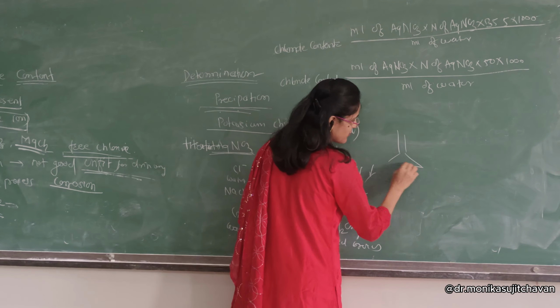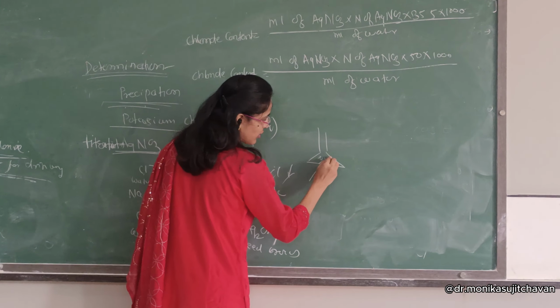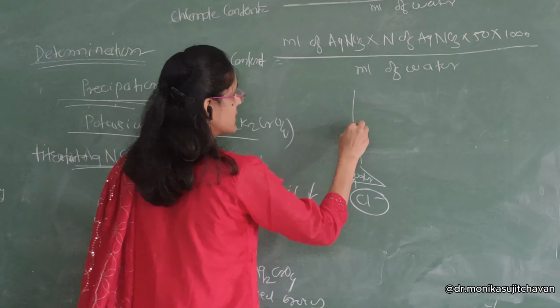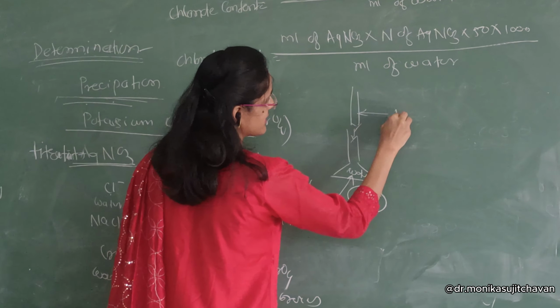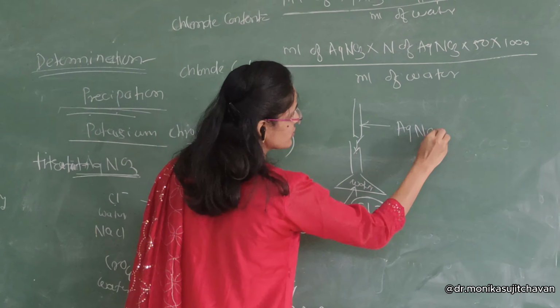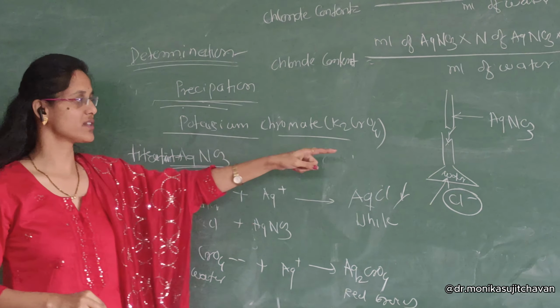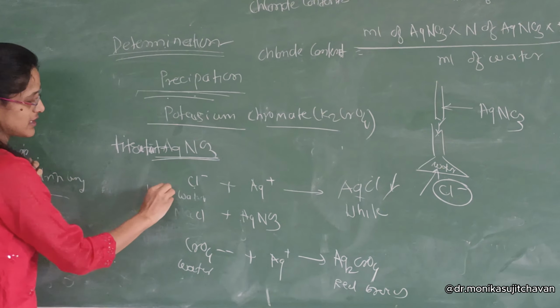For example, suppose this is the conical flask and we are taking the water sample in which we are going to find out the Cl minus. This water sample, meaning Cl minus, is titrated with AgNO3 while determining chloride content. So what are the reactions which take place in the precipitation titration?